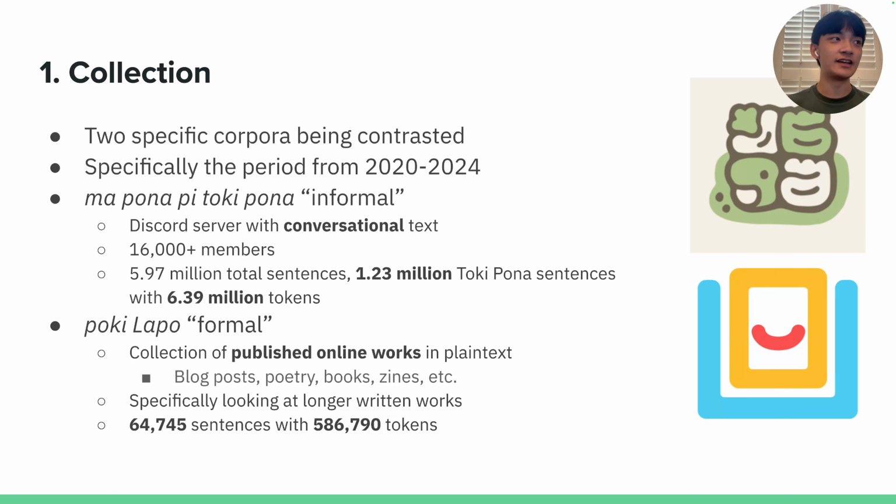Okay, so the process. First of all, is just data collection, right? I used two specific corpora for this. The first one, for the informal corpus, would be Mapona pi Toki Pona, which has conversational text. In here, we have 1.23 million Toki Pona sentences with 6.4 million tokens. So that's a lot of data that we can look at. And then in the Poki Lapo corpus, we have all of these online published works, and that's over 500,000 tokens of Toki Pona data. So there's a lot of stuff to look at here.